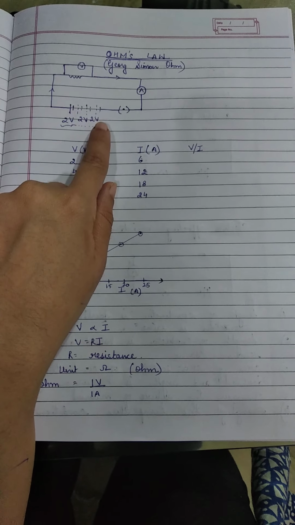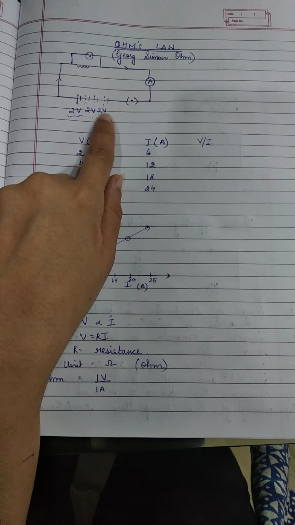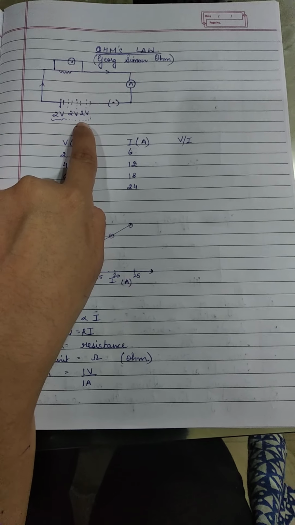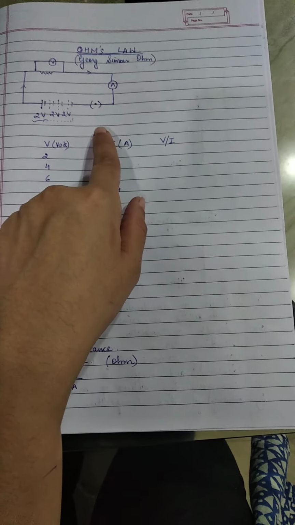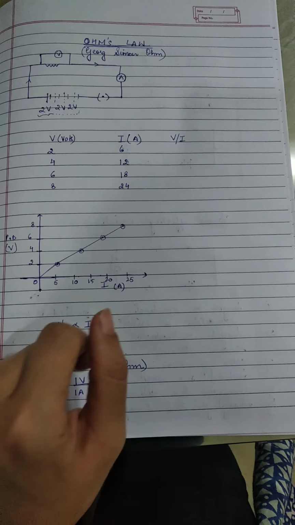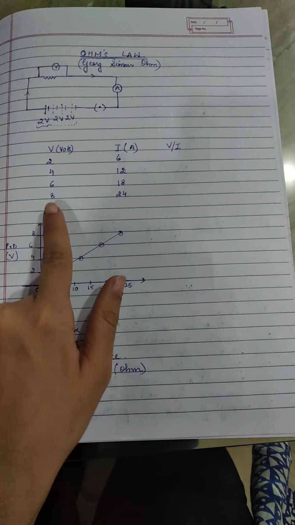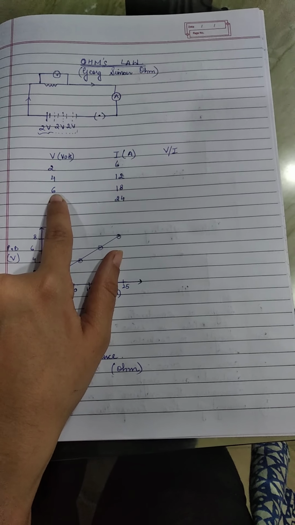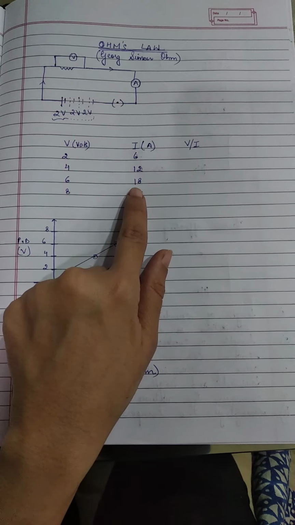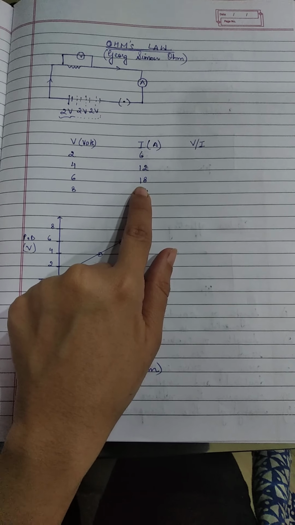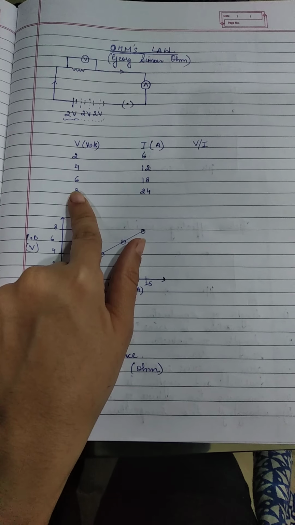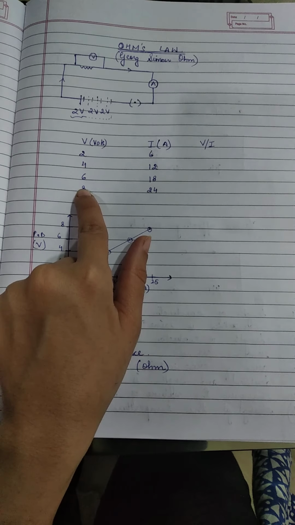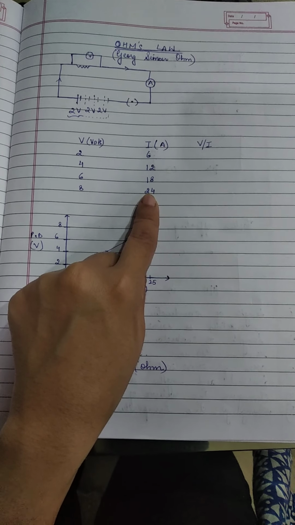Further, if I add another cell of 2 volt, the entire potential difference now becomes 2 plus 2 plus 2, which is 6 volt. So there will be a proportional increase in the current. When I have increased the potential difference to 6 volt, there is a proportional increase in current, which becomes 18 amperes now. Likewise, if I add another cell, and the entire potential difference of the battery becomes 8 volt, the current through this circuit becomes 24.